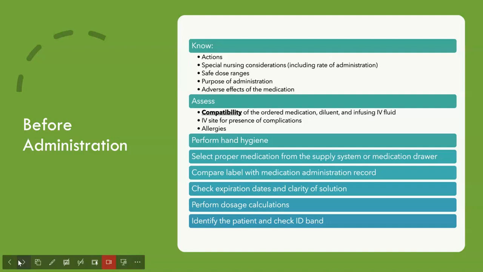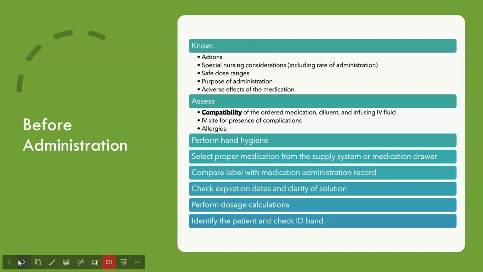So if you have two medications or medication in solution running in the same IV line or site, it's very important to make sure that they are compatible. If they are not compatible, they can cause a chemical reaction. This can cause a change in the form of the medication. It can also cause one medication to be less effective than the other. So it's very important to check compatibility before you give any IV medications through the same line.